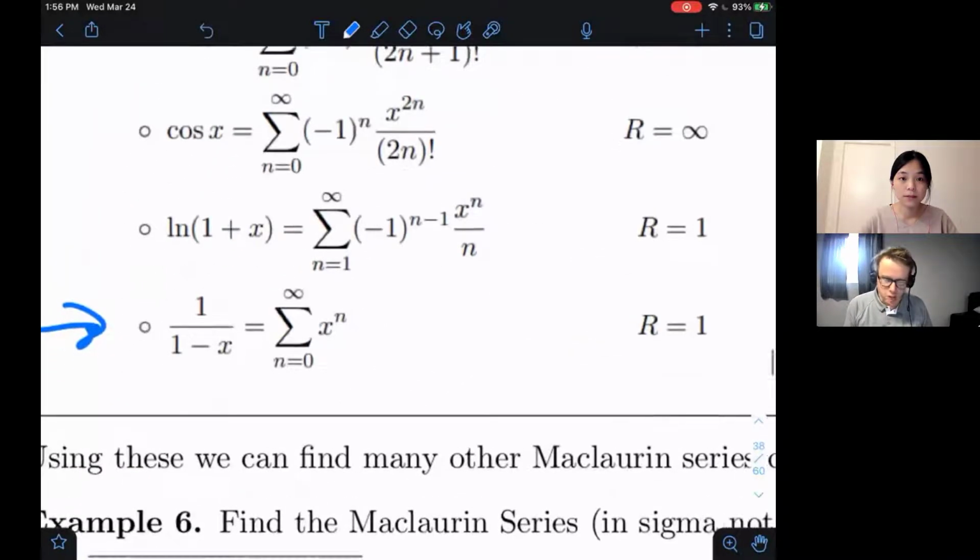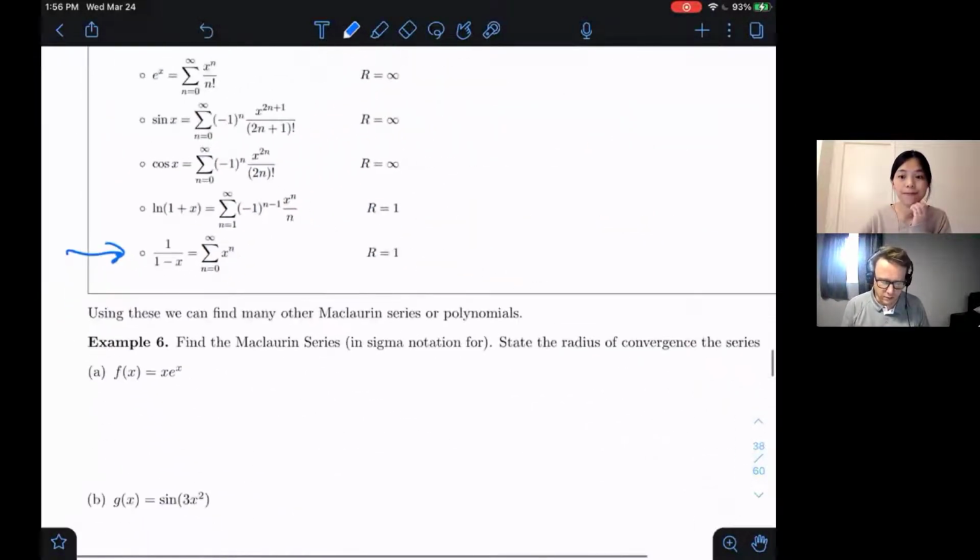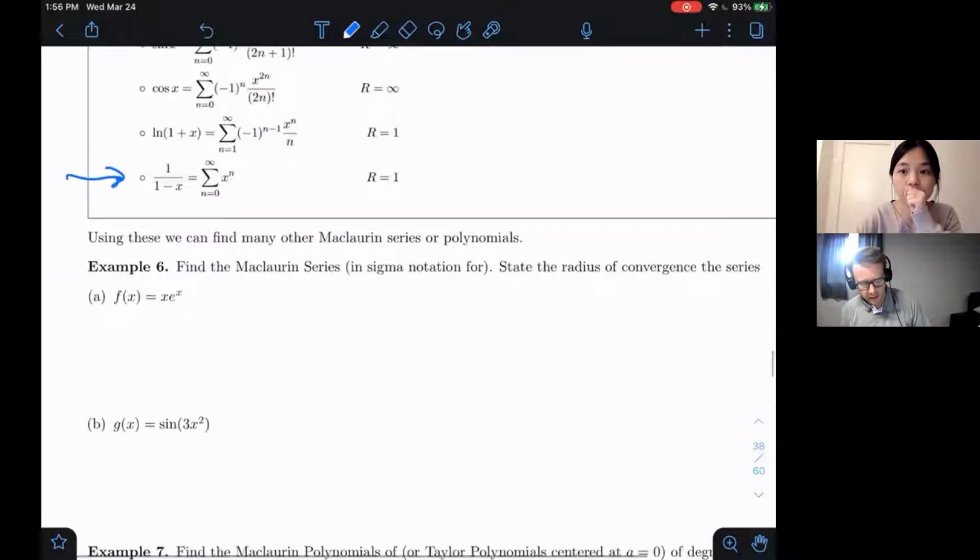We just do some substitution, right? We write this in terms of u, and then we substitute something in. And so we can actually create quite a lot just from these directly. So for instance, if I wanted to find the Maclaurin series, and we'll write this in sigma notation, for x times e to the x.